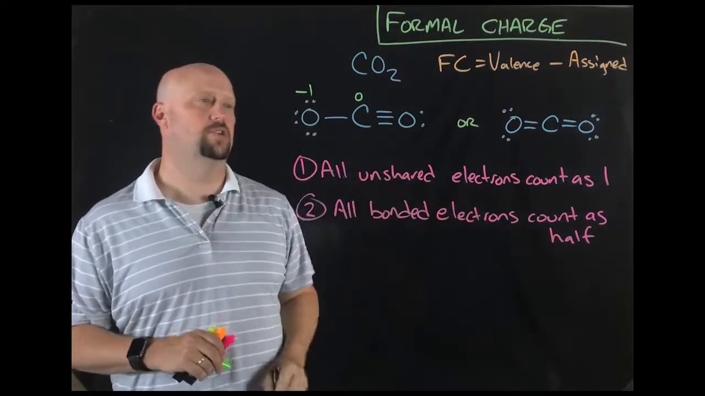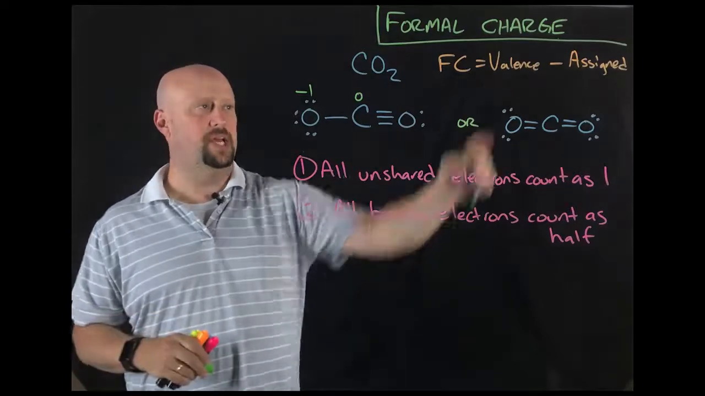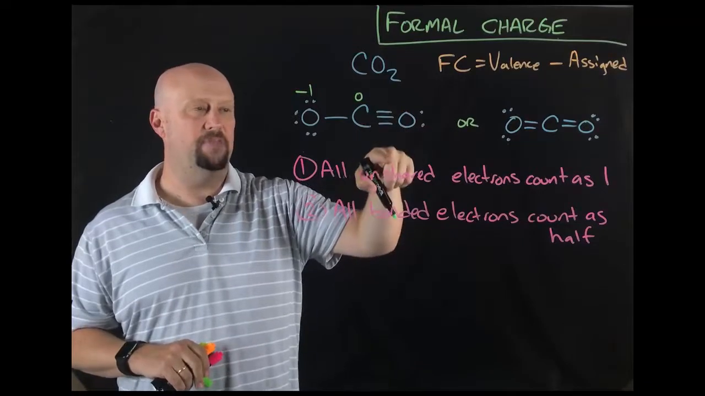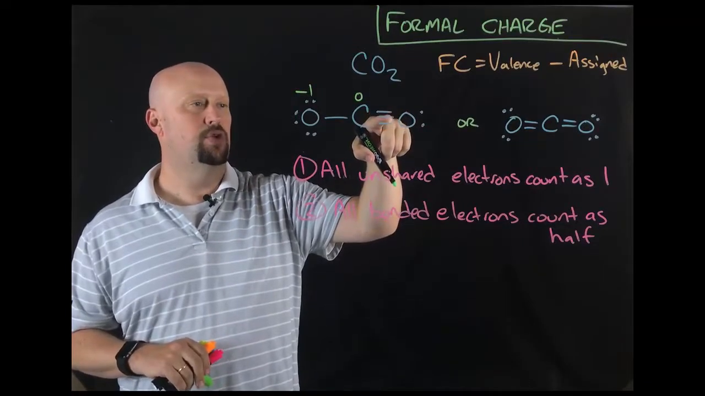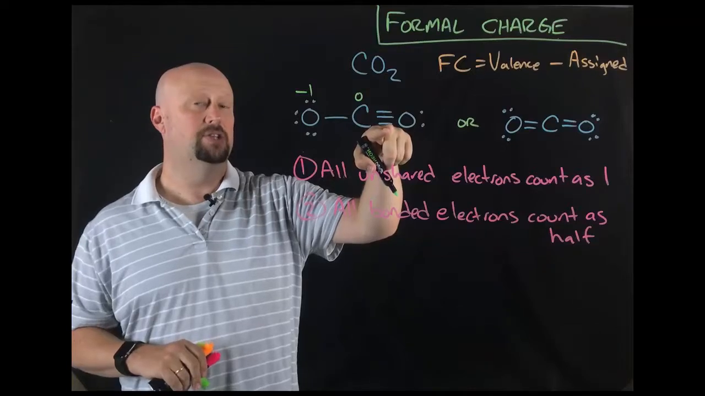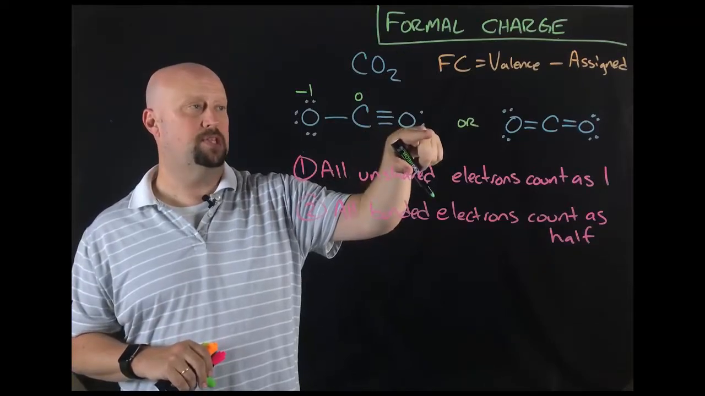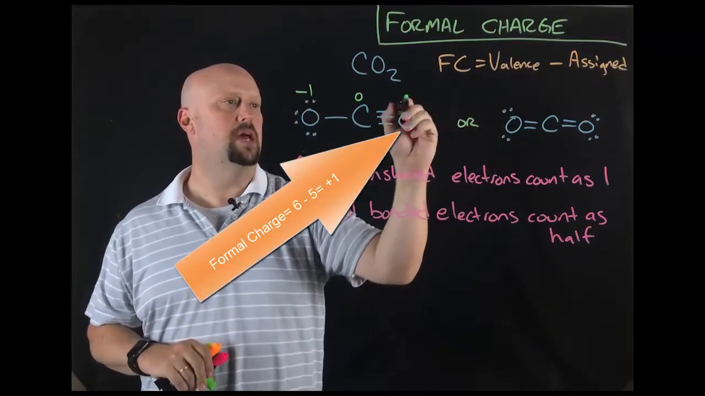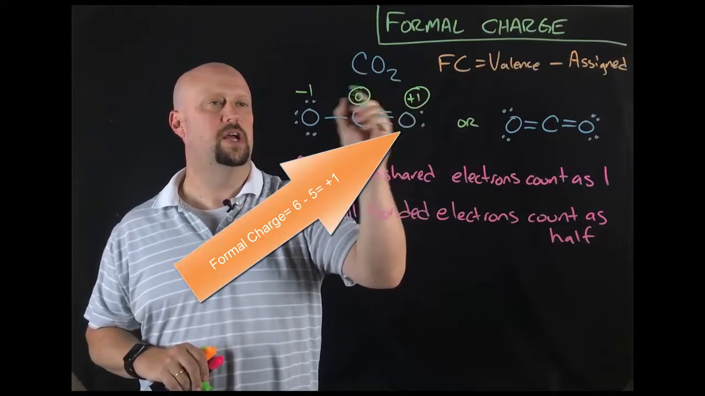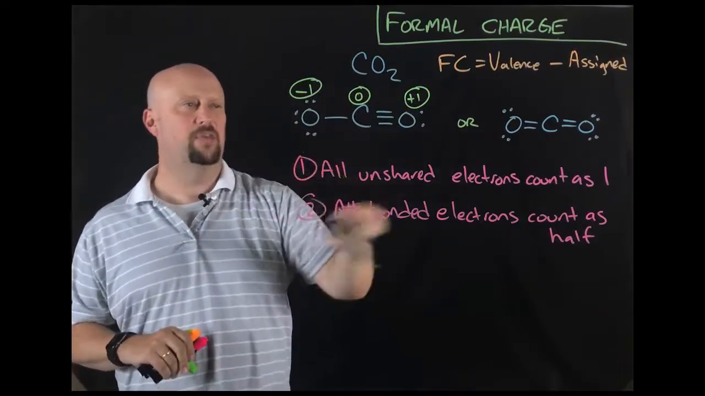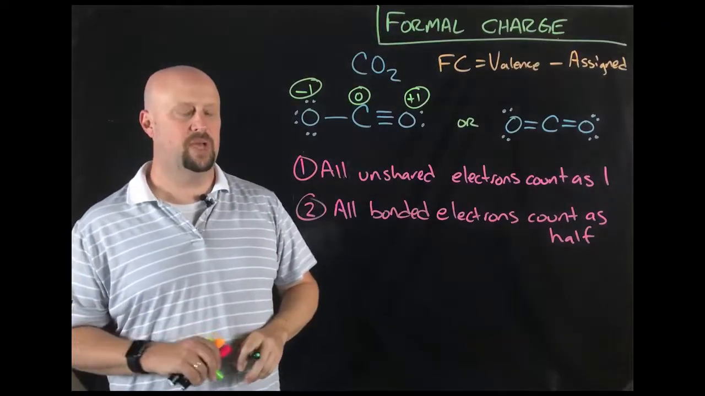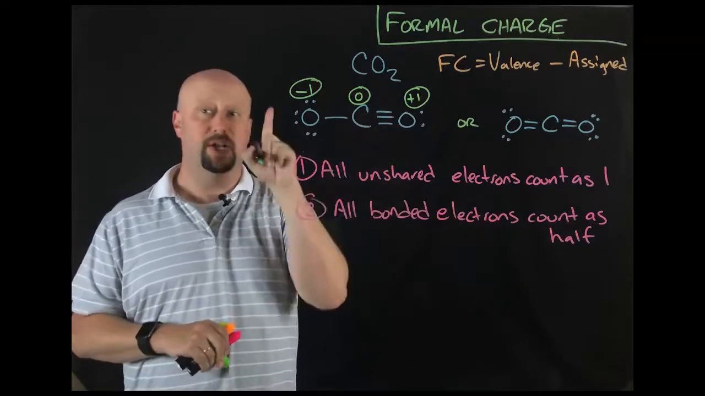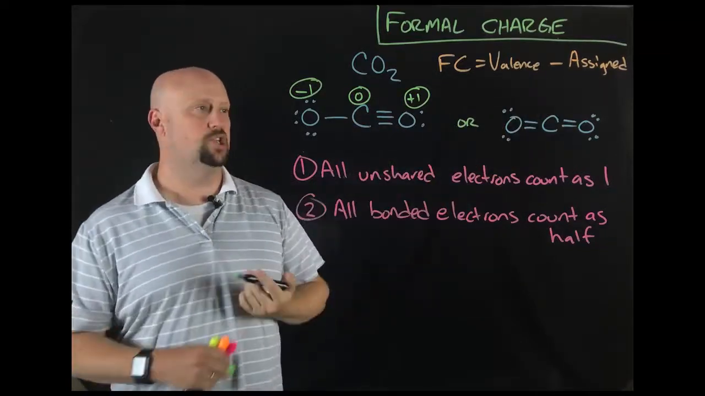Okay? How about this oxygen? Well, again, oxygen typically has 6, right? That's its valence. How many is it assigned? 2. And then half of these bonded ones. So there's 2, 4, 6 electrons counted there. So that means 3 electrons plus the 2. That gives me 5. 6 minus 5 is going to give me a +1 over here. So my formal charges on each of these, I've got a -1 on this end, I've got a +1 on that end. Okay? Some students find it easier to say, instead of all bonded electrons count as half, to just count each bond as 1 when you go up here to the assigned. That'll get you to the same place.